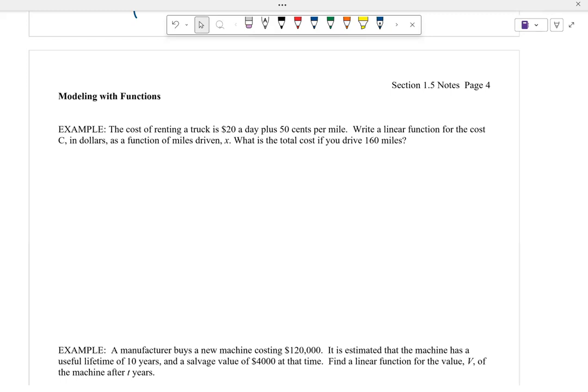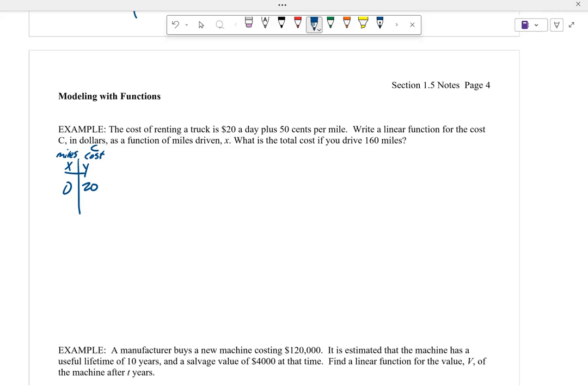Cost of renting a truck is $20 a day plus 50 cents per mile, and write a linear function for cost as a number of miles driven, x. So x is number of miles. Maybe we'll do it this way for just a second. Y is the cost. So we'll make this a capital C in a minute, but x is the number of miles driven. So for example, let's say you drive 0 miles. So you have no mile charge, but you still have to pay the $20, right?